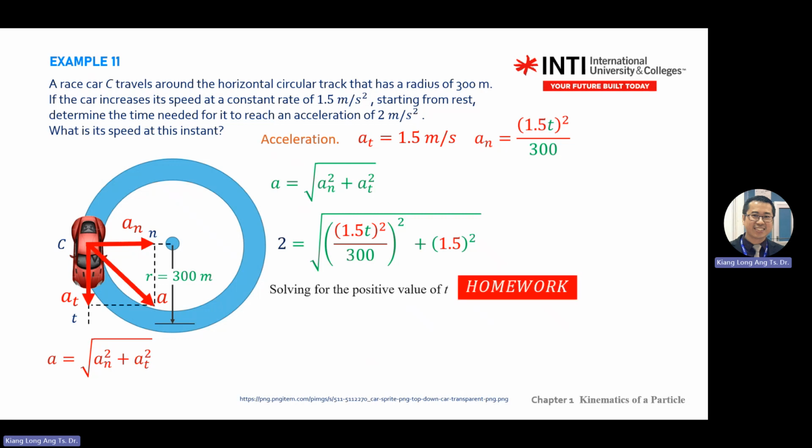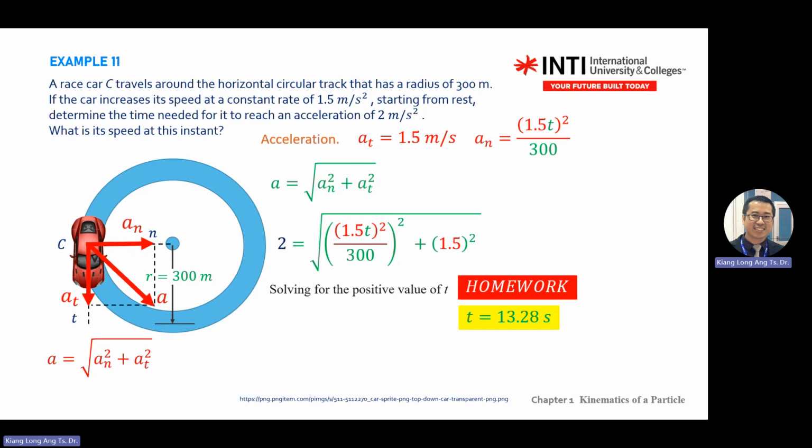So solving for the positive value, this is your homework, because time doesn't have a negative one. Time is always positive, either 0 or a positive value. So the answer will be 1.328, minimum 2 decimal places, or 3 significant figures. It depends on the case.